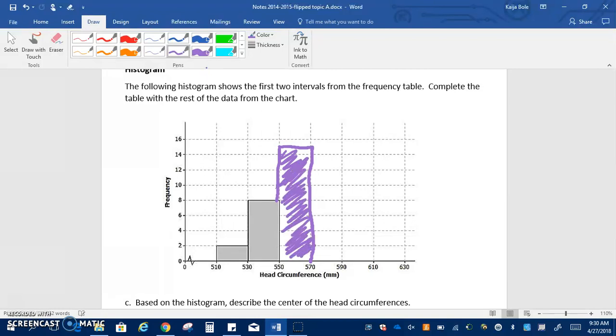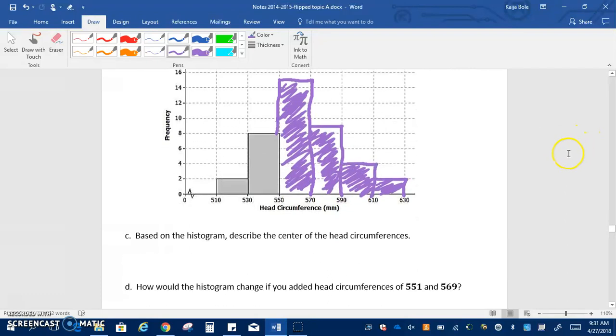And we do want to shade these in. 570 to 590 was at 9. So we're going to go up to 9, and you do want them touching as well. 590 to 610, we were at an even 4. Shade those in, and then 610 to 630, we were at an even 2. Okay, so notice how all the rectangles are touching. There's no spaces in between, and they are filled in. So now we're going to answer some questions.